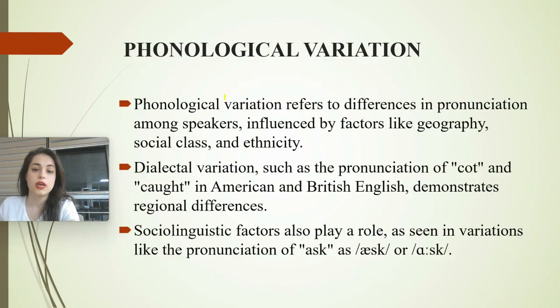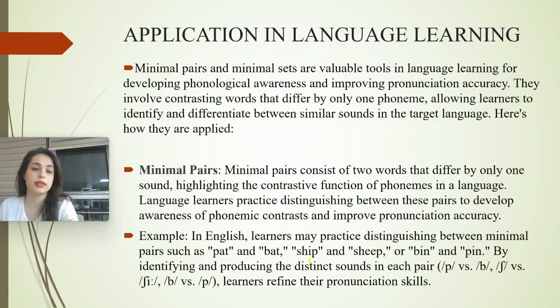Phonological variation refers to differences in pronunciation among speakers influenced by factors like geography, social class, and ethnicity. Dialectal variations, such as the pronunciation of "cod" in American and British English, demonstrate regional differences. Sociolinguistic factors also play a role, as seen in variation like the pronunciation of "ask" or "aks".